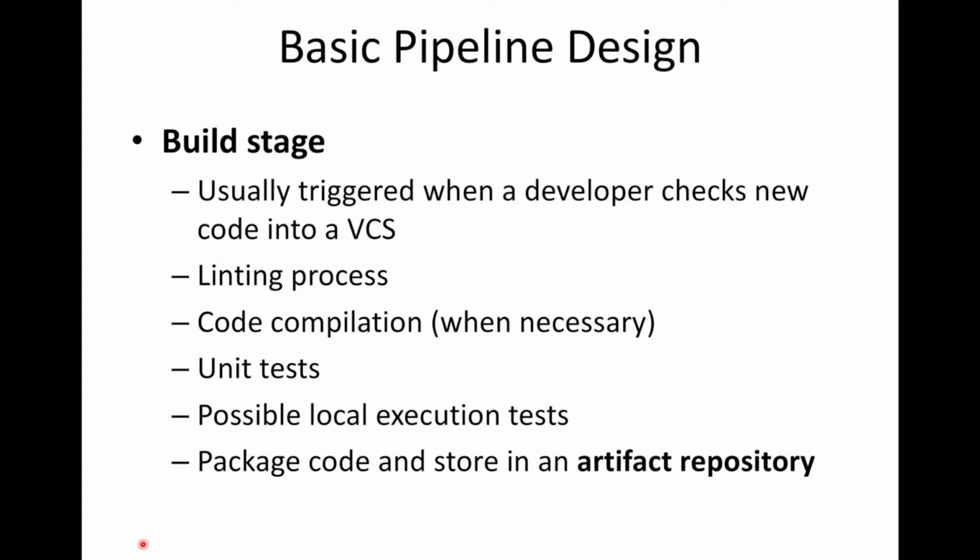Just like linting, we want to make sure that all of the code that's being committed has been properly unit tested and that the code is passing all of the unit tests 100%. We might do some small, quick execution tests. These might be integration level tests at this point. And then finally, whatever code or artifact was generated from this build stage is oftentimes going to be stored in some sort of artifact repository.